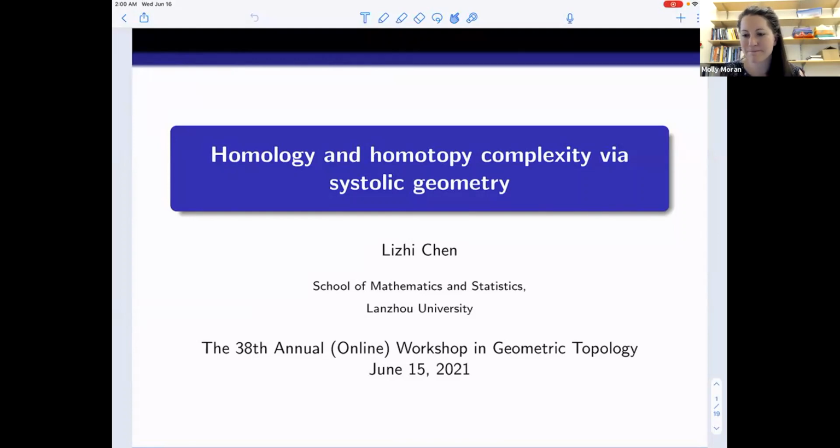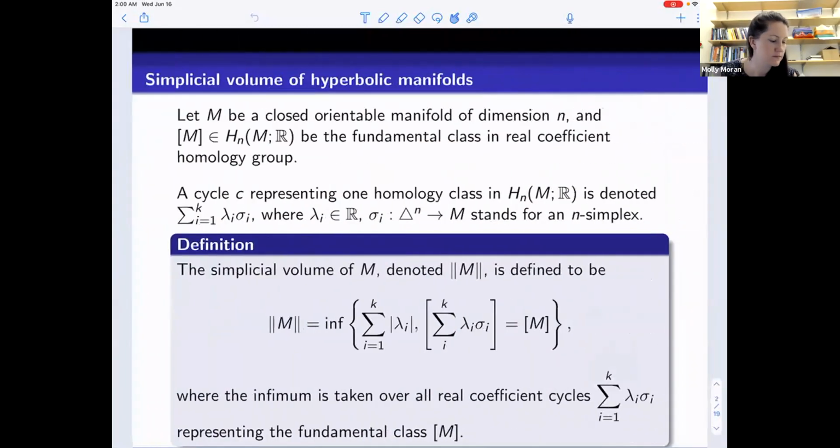It's my great honor to share my research problem at this conference. Today I'm going to talk about some problems related to topological complexity and systolic geometry. I start from the definition of simplicial volume.